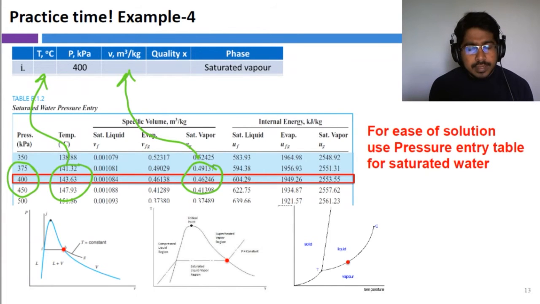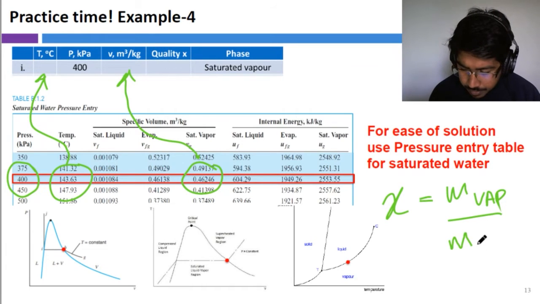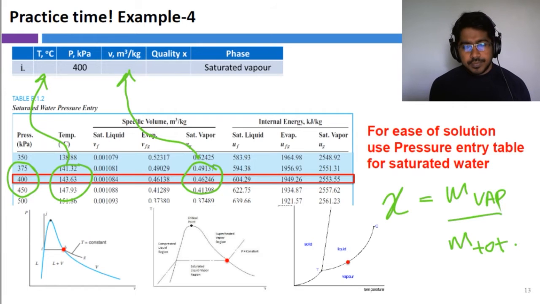And how about the quality? Quality cannot be found from the table. So how do we note the quality? Any idea? Quality is x, right? x equals m vapor divided by m total. So what can you say about x? Any guesses? Any ideas?